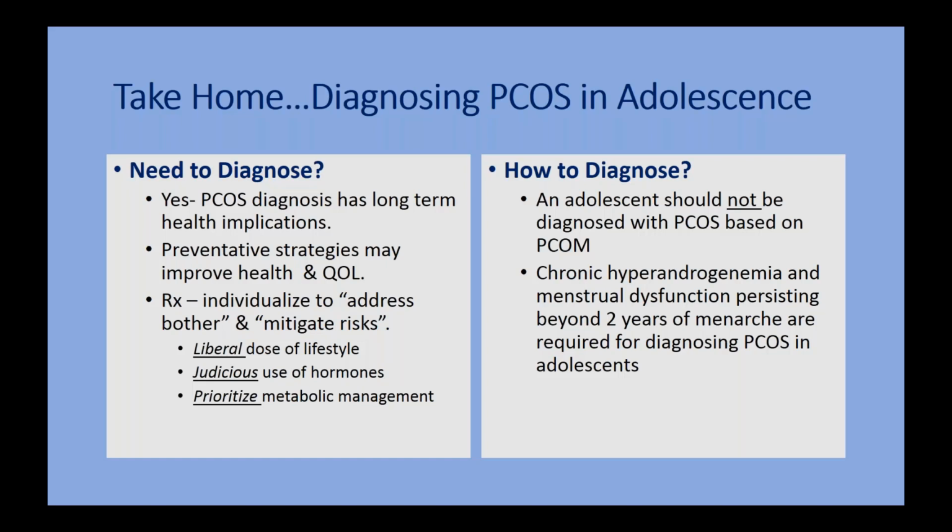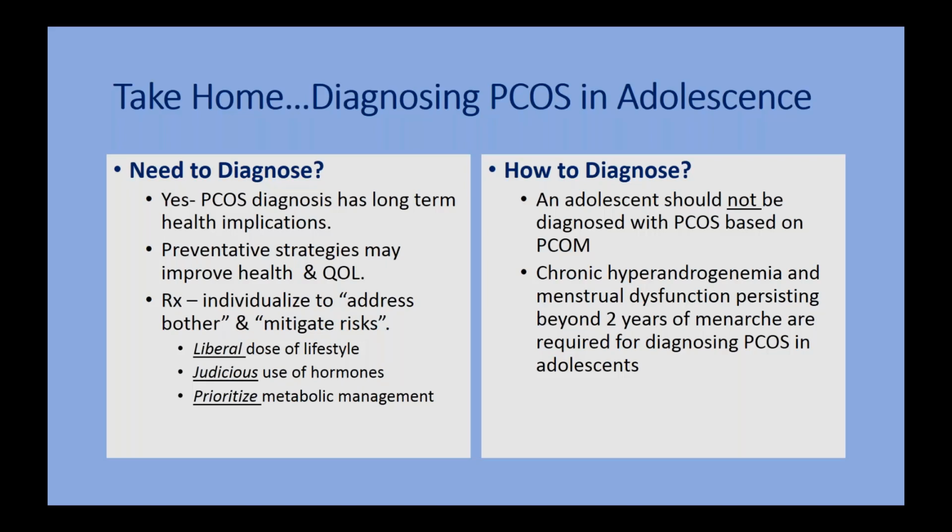Let's focus not on delivering the label of PCOS, but on individualizing and addressing the bother and management risks through individualized management strategies. A liberal dose of lifestyle, judicious use of hormones, and prioritizing metabolic management, recognizing that insulin resistance is pivotal to the entire cascade of events. So how to diagnose then? An adolescent should not be diagnosed with the syndrome based on polycystic ovarian morphology on ultrasound.